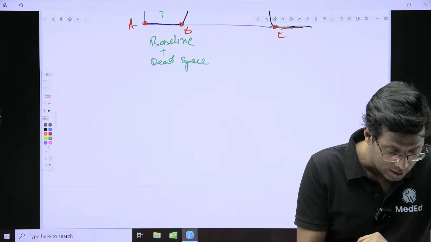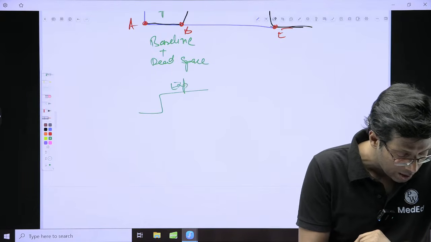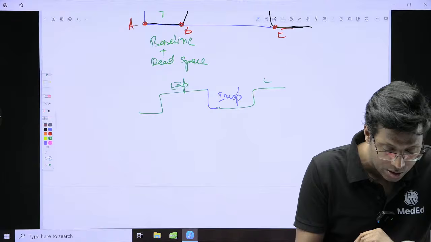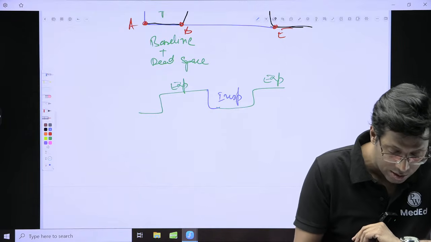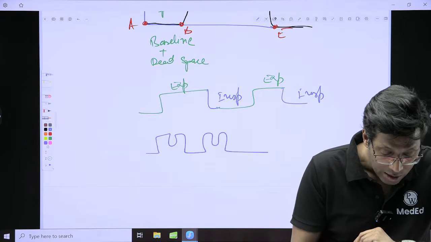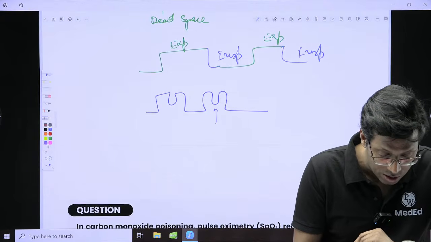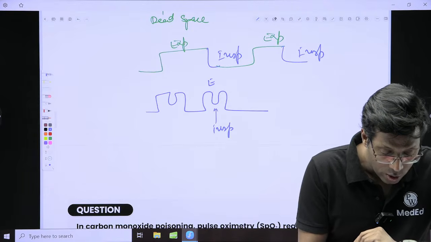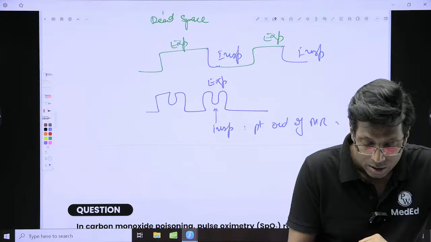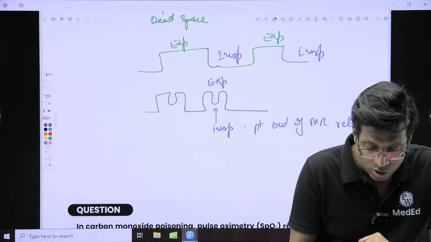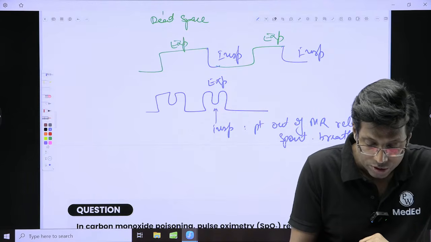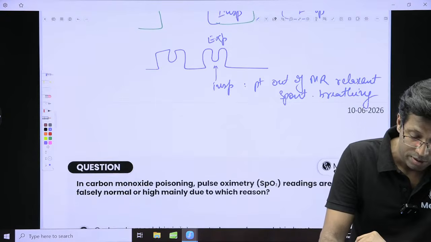Whenever the graph goes up, it indicates expiration, and the graph going down indicates inspiration. And that is why when you get a graph like this, it indicates inspiration during expiration, which means the patient is out of muscle relaxant effect. It means spontaneous breathing of the patient. Okay? Clear? I think I've discussed that.